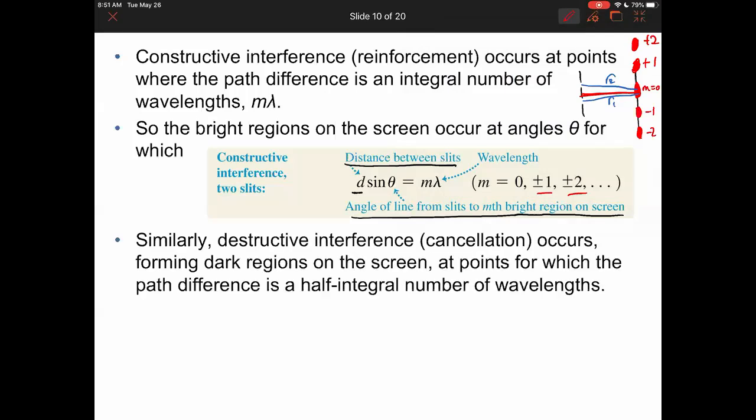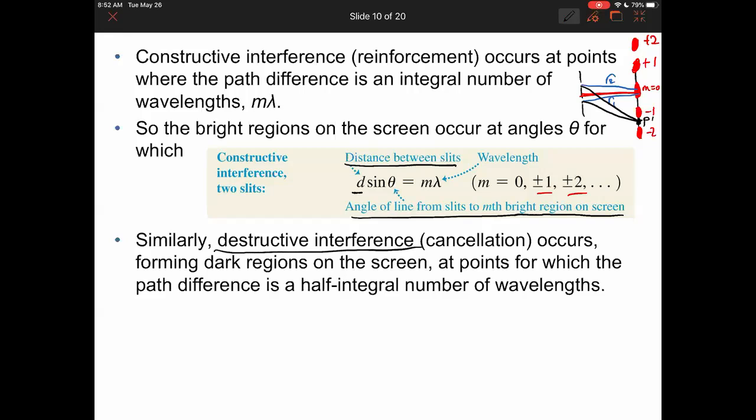All right, similarly, destructive interference. If I look at R2 and R1 for that position P prime over there, there's a dark spot. That means when they overlap at that point P prime, they destroy each other because they are out of phase when they arrive there. When they arrive out of phase, they create destructive interference, or cancellation.